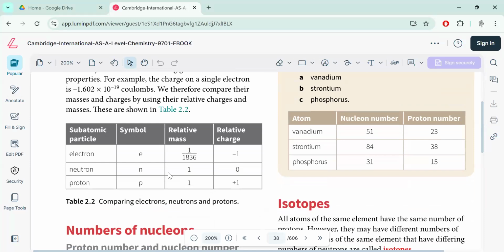Okay, so here are the symbols. For the electron, the symbol is e, which is basically the first letter of the name. And this is the mass, as you can see right here. The neutron weighs 1 atomic mass unit, AMU, and the proton also weighs 1. The electron is really light when compared to the neutron and proton. It's actually 1 divided by 1,836. It's very, very light.